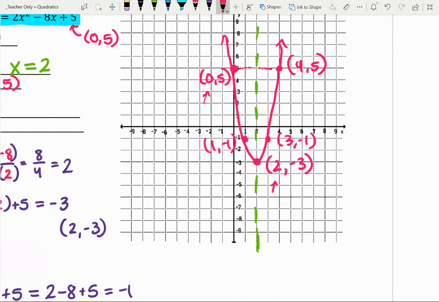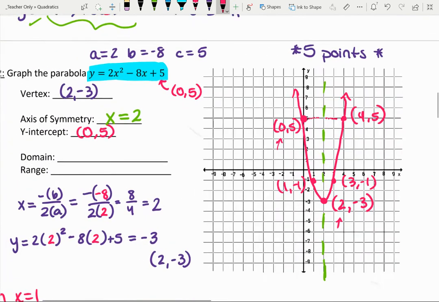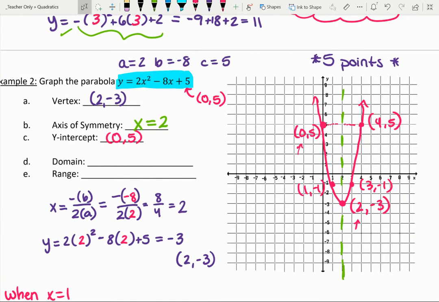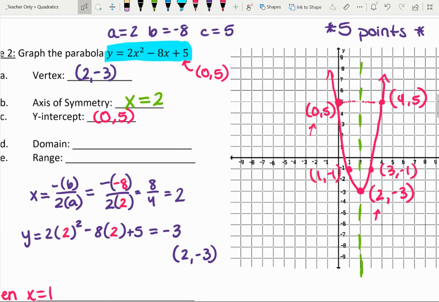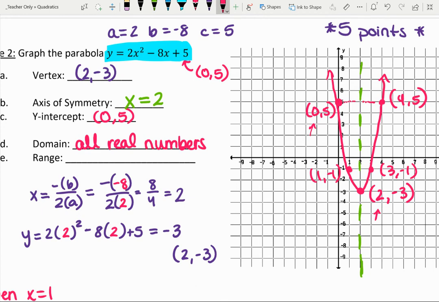And so now that I have 5 points, I can draw in my parabola. My graph is done. It's gorgeous. The last thing I should really talk about is my domain and range, but we know a lot about that already. We know that the domain of every parabola is all real numbers, right? Every x value is allowed to be used as an input.